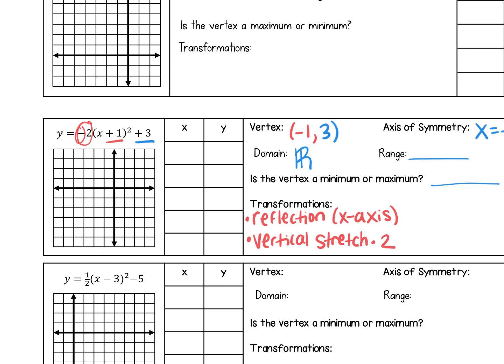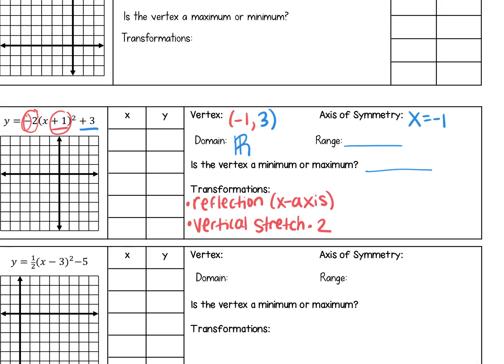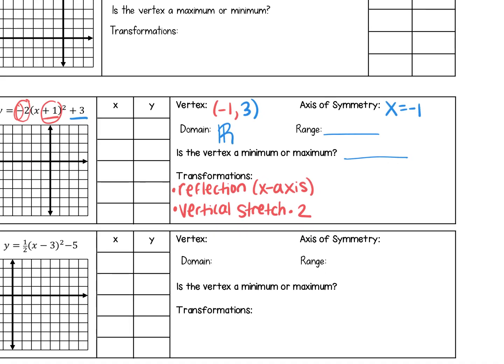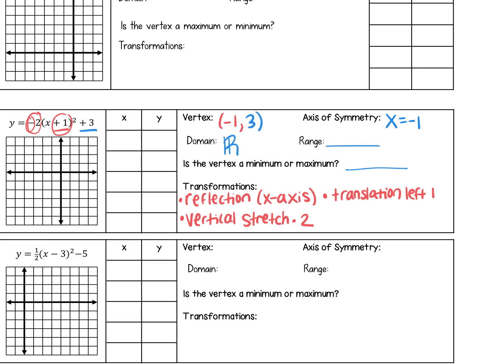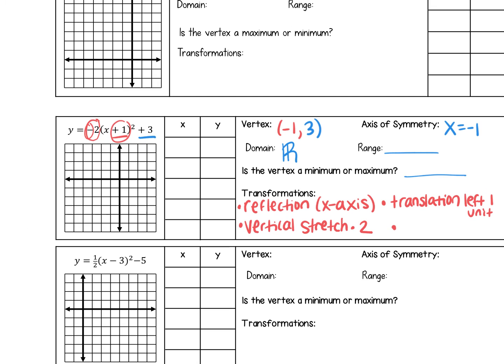Then this +1, we talked about it moving the graph left 1 unit. So there's a translation, left 1 unit. Translation just means sliding the graph to the left 1. And then the last thing is that +3 outside. A number outside moves it up or down, and that one is up.